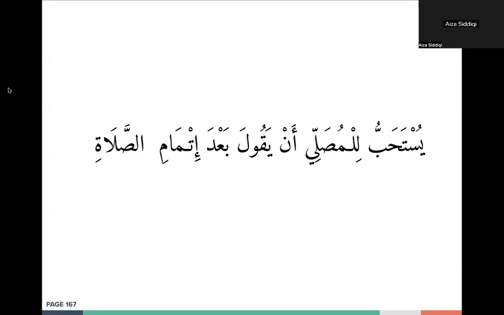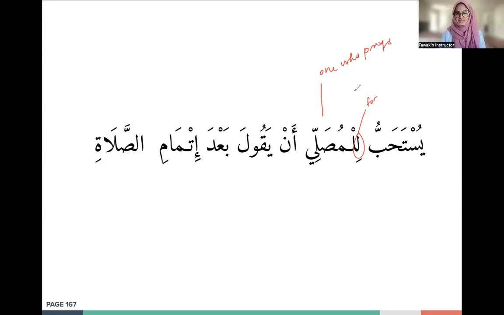Li is a harf, so it's like "for." And musalli is one who prays. How did you know that? Sala yusalli, to pray, and then you make a noun out of a verb. That's advanced. We don't do this in this level. That's level 2. Exactly, well done. So salla yusalli, and the person who prays is a musalli.